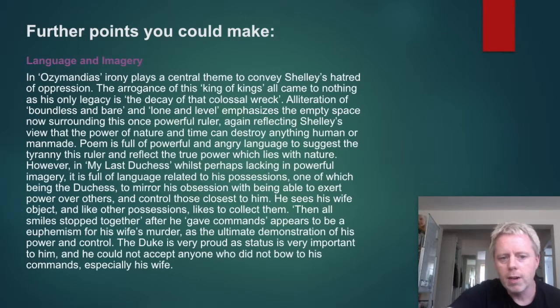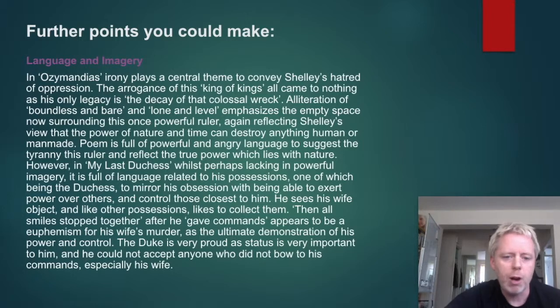In Ozymandias, irony plays a central theme to convey Shelley's hatred of oppression. The arrogance of this king of kings all came to nothing, as his only legacy is the decay of that colossal wreck. Alliteration of 'boundless and bare' and 'lone and level' emphasises the empty space now surrounding this once powerful ruler, again reflecting Shelley's view that the power of nature and time can destroy anything human or man-made.